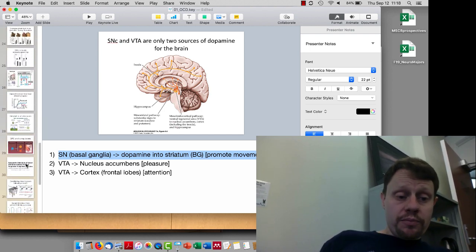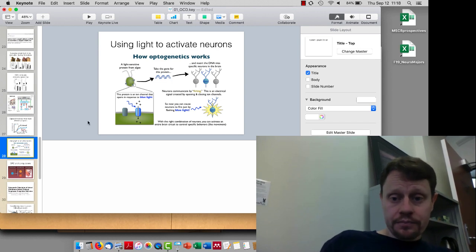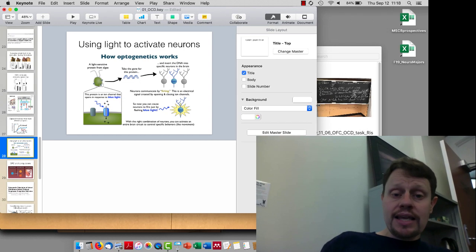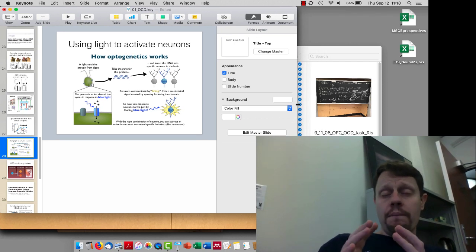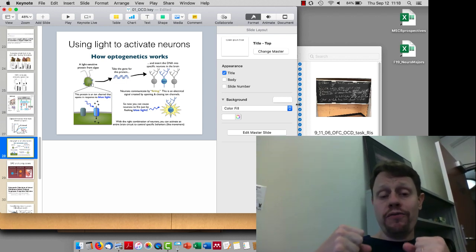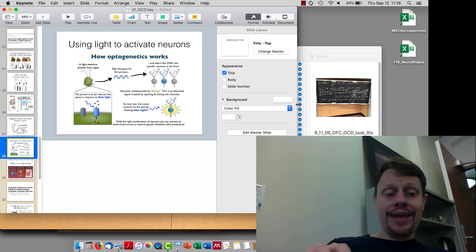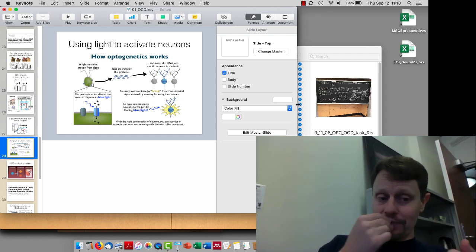One other thing in terms of preview for stuff that's coming up on Tuesday and that will be on the exam is something called optogenetics. With optogenetics, there exists in certain algae an ion channel, a sodium permeable ion channel, that gets activated by blue light. And we can take the gene for this sodium channel out of the algae and put it into neurons and then change the neurons in such a way that they become activated by light.